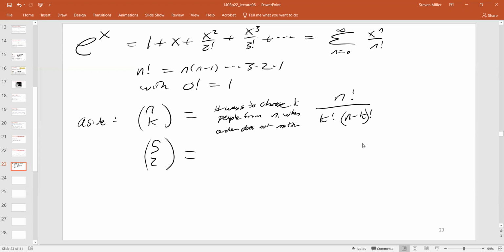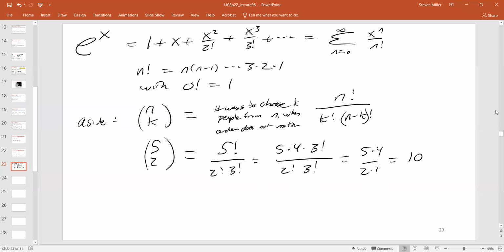Well, according to this, it would be 5 factorial over 2 factorial times 3 factorial. This is 5 times 4 times 3 factorial over 2 factorial times 3 factorial. You can see that I wrote it like this because the 3 factorials will cancel. And this will be 5 times 4 over 2 times 1, which is 10. And if you think about it, how many ways can I choose 2 people from 5? 5 times 4 is 20. But I have 2 ways of ordering them, the first person and the second person. So there's really 10 ways to choose. So this makes sense.